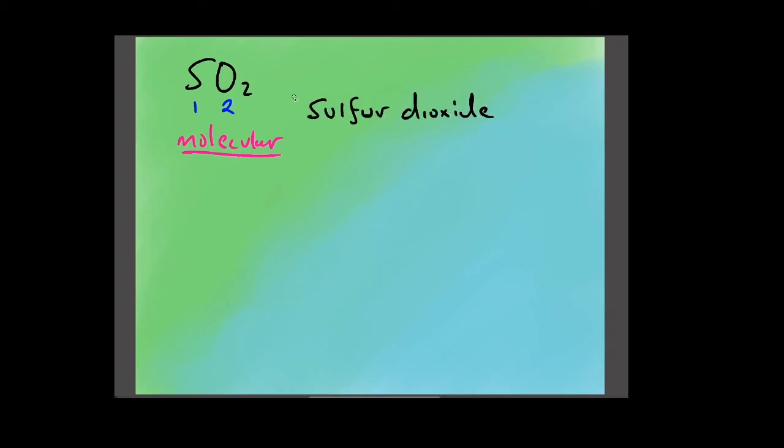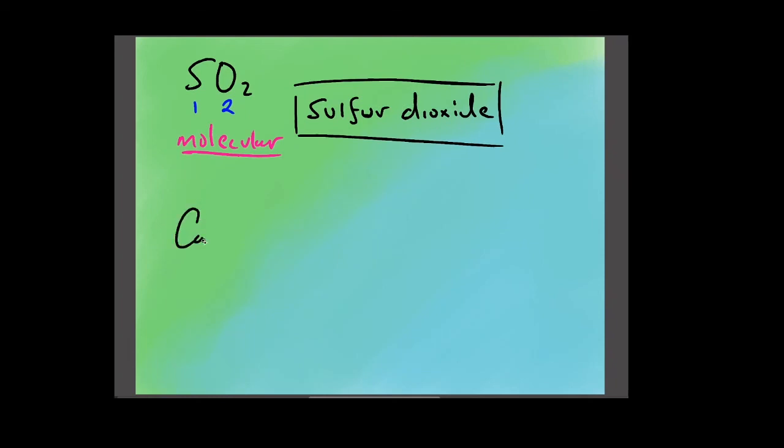Let's look at some examples of naming molecular compounds. Try to name SO2. Pause the video if you need to. As you can see, there are 2 oxygen atoms and 1 sulfur atom. Also know that SO2 is a molecular compound. Therefore, the name will be sulfur dioxide. Remember not to add a mono in front of sulfur.